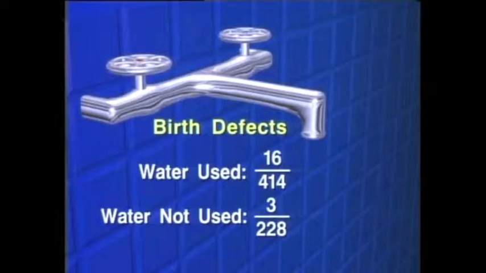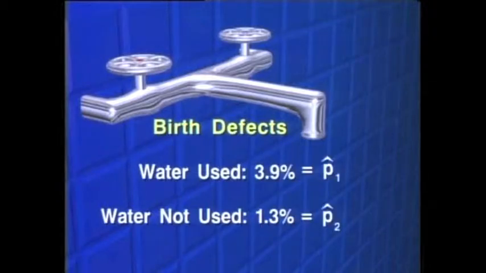We examined the rates of birth defects where contaminated water was used, East Cupertino, and where contaminated water was not used, West Cupertino. In East Cupertino, there were 16 birth defects out of 414 total births, and in West Cupertino, there were 3 birth defects out of 228 total births. Therefore, p-hat1 is 3.9% and p-hat2 is 1.3%. This leaves us with an estimated difference of 3.9% minus 1.3%, or 2.6%.